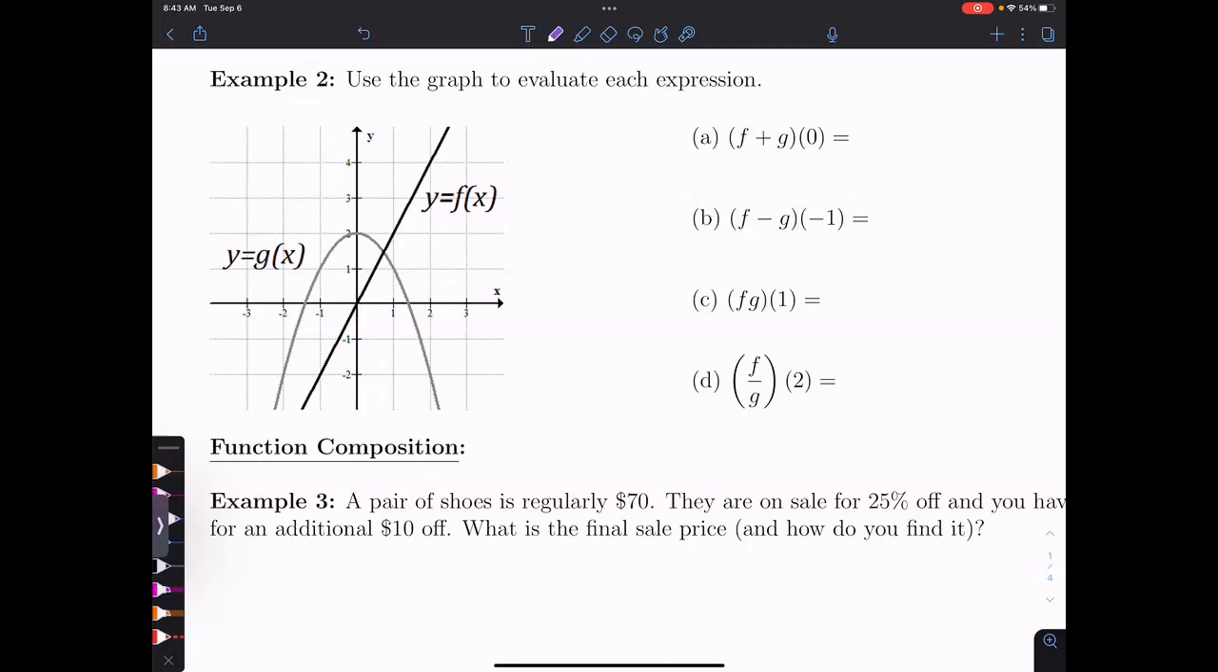Okay. Plug in 0 for x, but you're plugging in on a graph, right? So that means find that x value and then see what the y values are to go with it. And then you would, in the case of A, add them together. All right, so take 5 minutes or something to work through those, keeping in mind that these are x values.